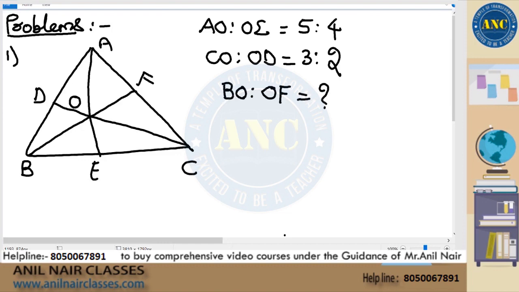Now, listen carefully to the first question. AO is 5 and OE is 4. What is the next thing given? CO is 3 and OD is 2.